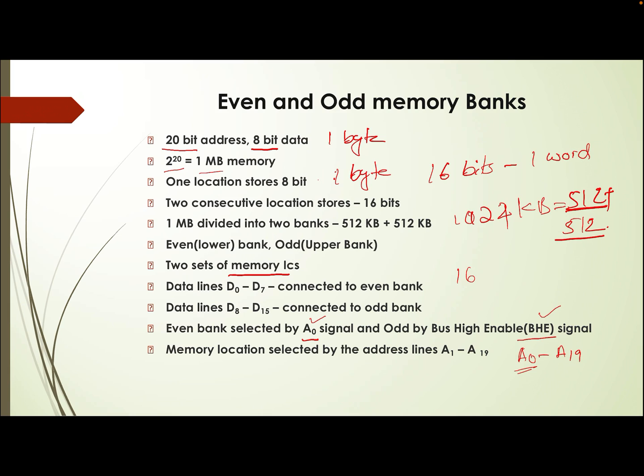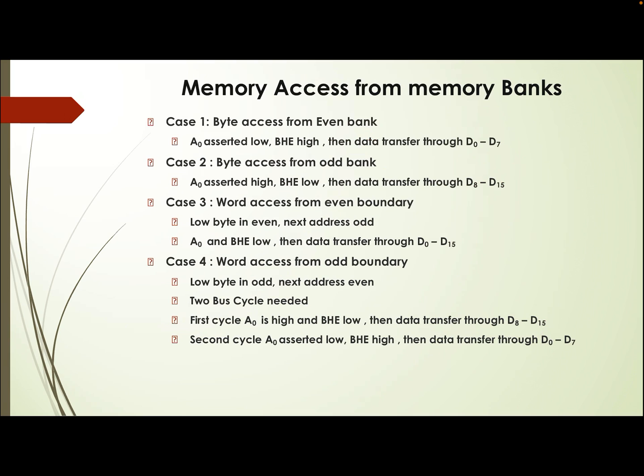The first address line, A0, is used as a signal line for selecting the even bank, and the remaining address lines, A1 to A19, are used for transferring the address. So a particular memory location is selected by placing the address on the address lines A1 to A19.